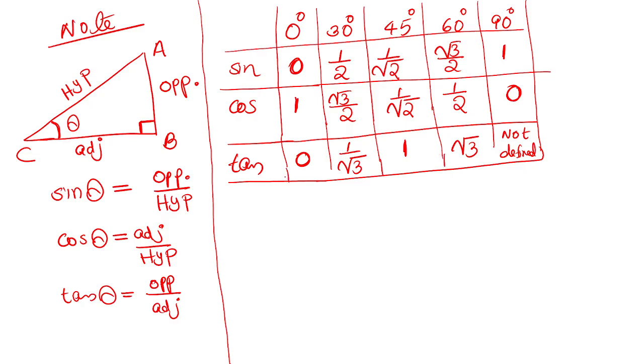Is that okay? All of you clear? These are the important angles, trigonometric ratios of important angles. Is that okay? Clear? Please respond. All of you please respond. Is it okay? Yes, sir.